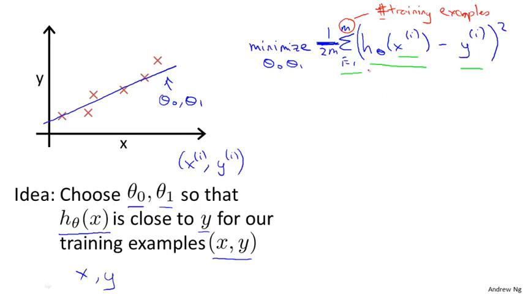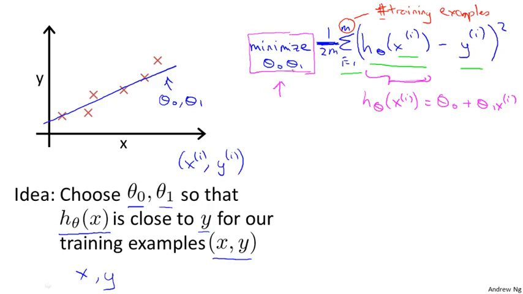This expression in here, h subscript theta of x, this is our usual hypothesis, that's equal to theta 0 plus theta 1 x i. And this notation, minimize over theta 0 and theta 1, means find me the values of theta 0 and theta 1 that cause this expression to be minimized. And this expression depends on theta 0 and theta 1.